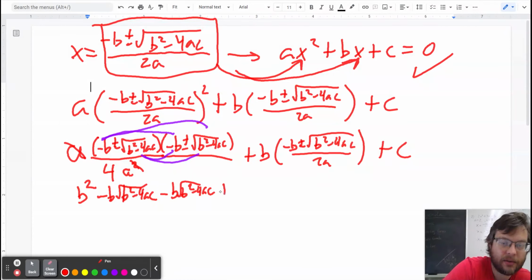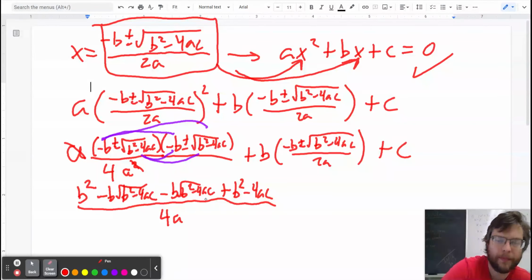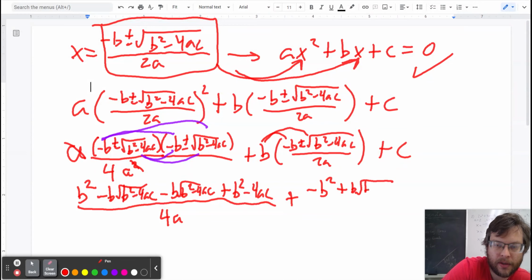And then the last thing is square roots and squares cancel. So we have plus b squared minus 4ac because I canceled out the square root, and that's all divided by 4a. On this next part, I will also distribute the b value there. So we have plus negative b squared plus b times the square root of b squared minus 4ac, and that's over 2a, plus c.